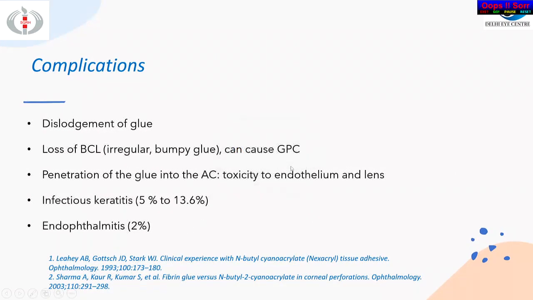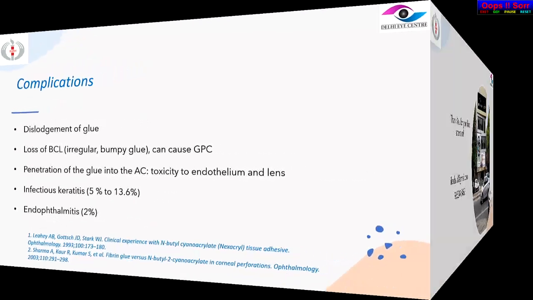Now, if we look at the complications, the first and foremost is dislodgement of the glue. Second is loss of bandage contact lens, especially if we have an irregular, bumpy appearance of the glue or when we use too much glue. And this tissue adhesive, when bumpy, can cause giant papillary conjunctivitis. Another important aspect is to avoid penetration of the glue into the anterior chamber, as it can lead to toxicity to the endothelium as well as the lens.